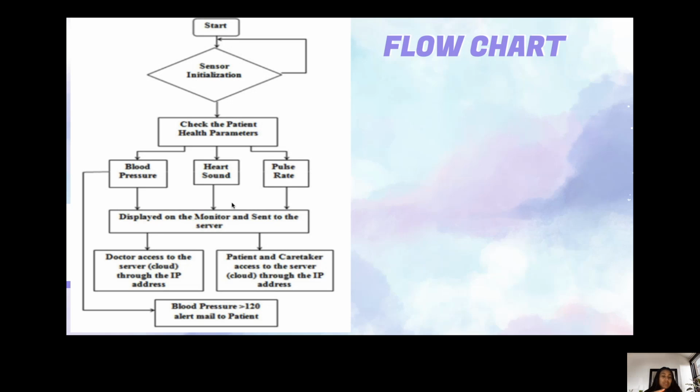And if the blood pressure is greater than 120, an alert email is sent to the patient as well as the doctor. A notification is sent to the patient as well as the doctor, and the patient and caretaker access the server through the IP address itself. So it is very interlinked, and the doctor plays an important role in receiving the alert email, whereas the patient also plays an important role in receiving the notification. So this is my flowchart.